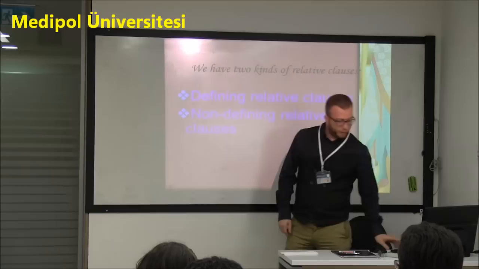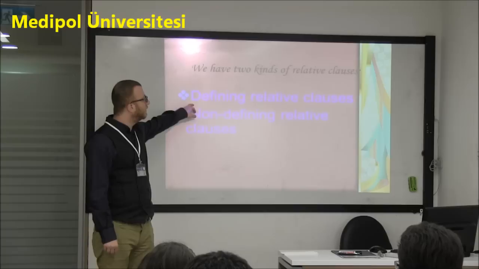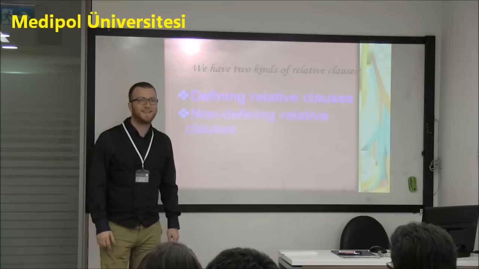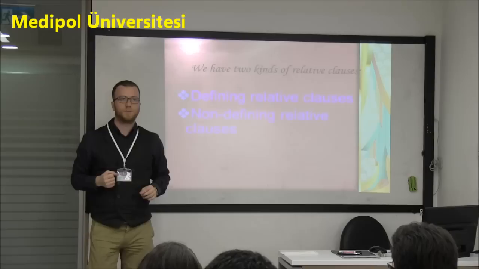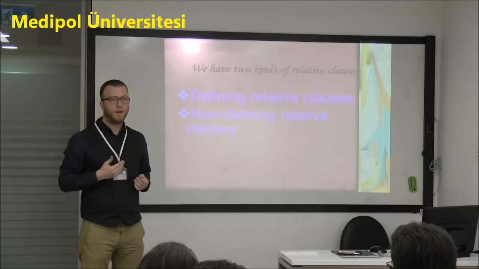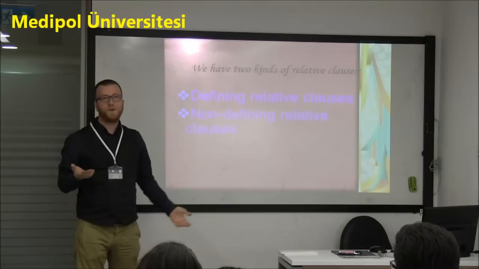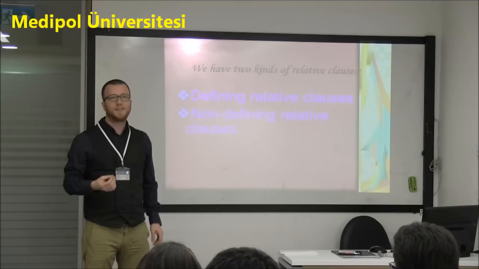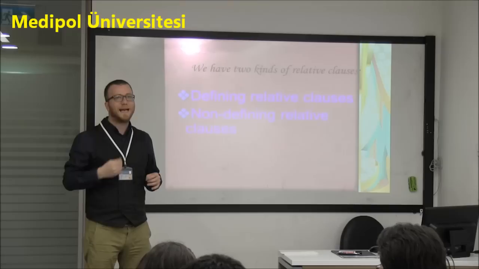We have two kinds of relative clauses, as I told you at the beginning of the class. One of them is the defining relative clause, the other one is the non-defining relative clause. So, basically, before starting the study of these two kinds of relative clause, we need to have some pre-information. For example, defining relative clause. What can be the function of a defining relative clause? Why do we call it a defining relative clause? It will define something. So, absolutely, the noun in a defining relative clause needs a definition, just like in the previous example of the boy.